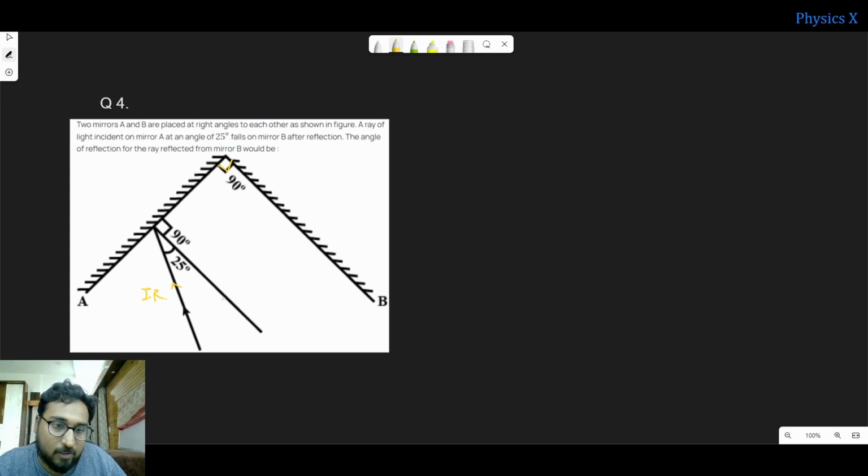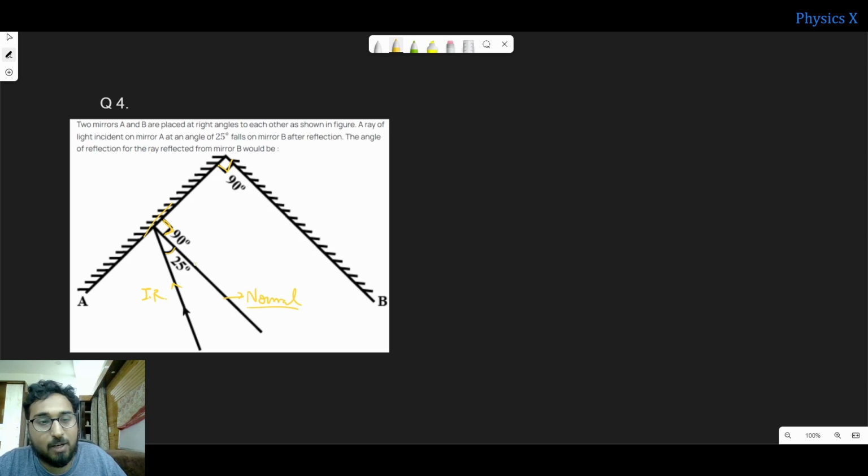This is your incident ray, and this is your C. You can see that this is the normal. Why normal? Because it is 90 degrees with this surface. And the incident ray is making an angle of 25 degrees with this normal. So he's asking for the angle of reflection for the ray reflected from mirror B.